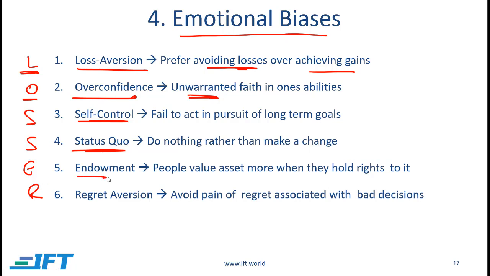Then E for endowment. People value assets more when they hold rights to it. And R is for regret aversion, whereby people want to avoid the pain of regret, which would be associated with bad decisions. Over the next few slides, we'll talk about each of these in more detail, but it would be useful if you just try and remember the names of these 6 biases, and the acronym LOSSER will help. So again, loss aversion, overconfidence, self-control, status quo, endowment, regret aversion.